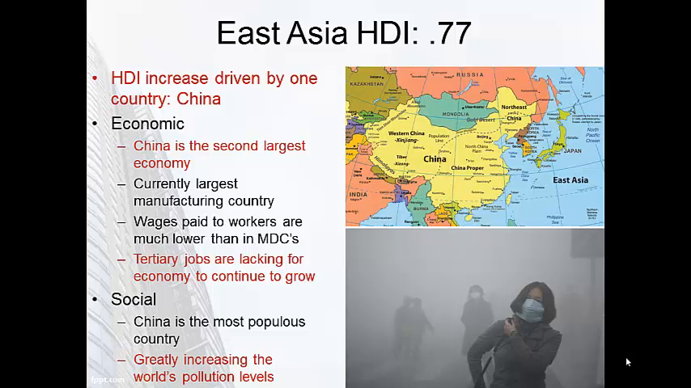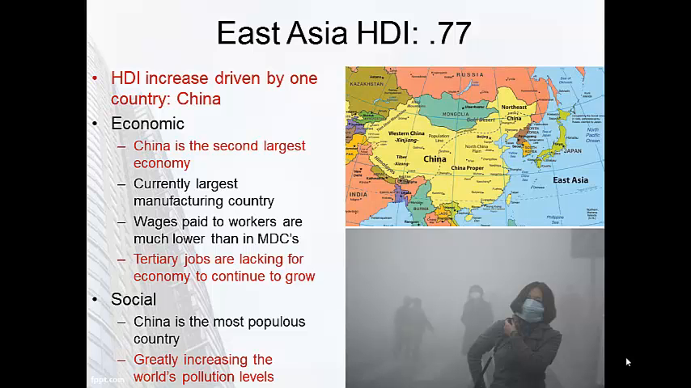Now, China is the second largest economy and currently the largest manufacturing country in the world. Now, wages paid to workers here are much lower than in MDCs, and hence they are focused more on manufacturing. Now, tertiary jobs are lacking for this economy to grow, which we know the United States has a ton of. On a social aspect, China is the most populous country, and unfortunately, it produces the greatest levels of world pollution.